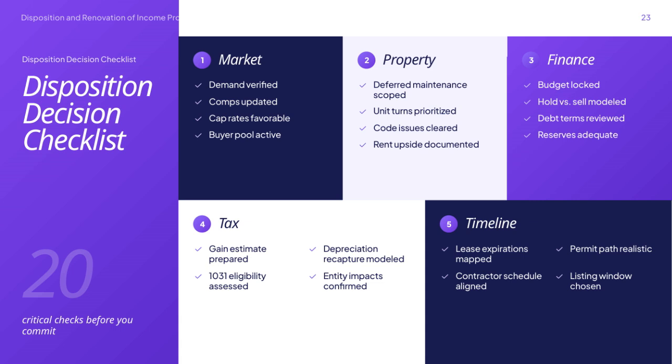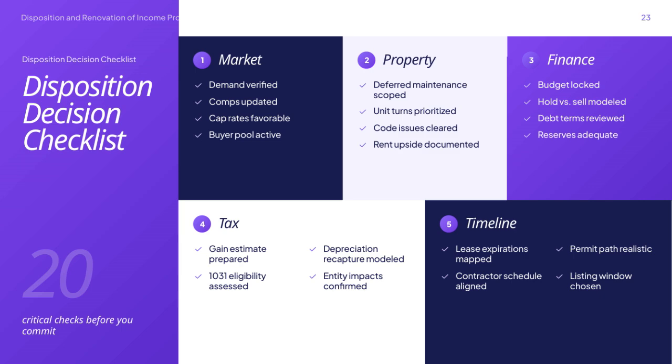Next, assess the property itself. Scope any deferred maintenance. Prioritize unit turnovers. Clear any code issues and document potential rent increases. This ensures the property is in good shape and maximizes value. Then, focus on finance. Lock the budget, model hold versus sell scenarios, review debt terms, and confirm that reserves are adequate. This financial groundwork minimizes surprises.